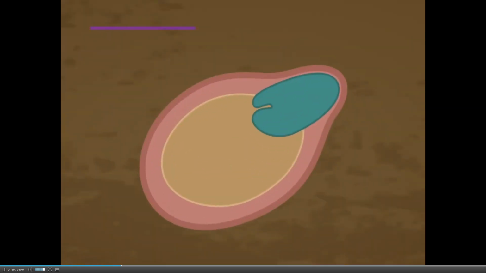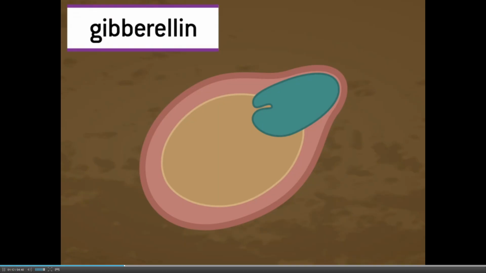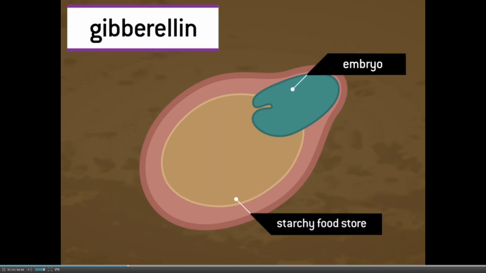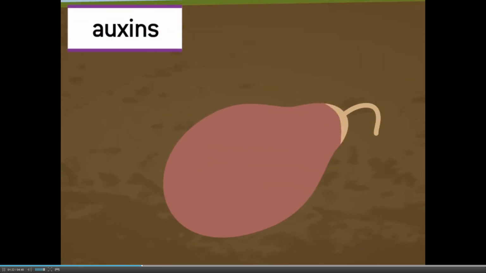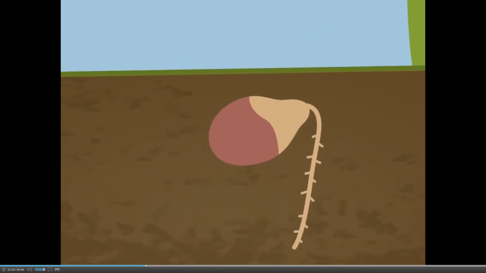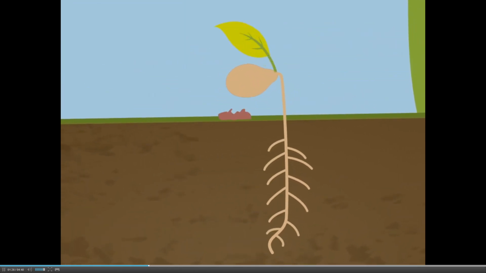Seeds contain gibberellin. When the seeds absorb large amounts of water, the gibberellin is released and starts the process of germination by stimulating enzymes to break down food stores. Auxins are growth factors produced in the tips of roots and shoots, such as indolacetic acid.